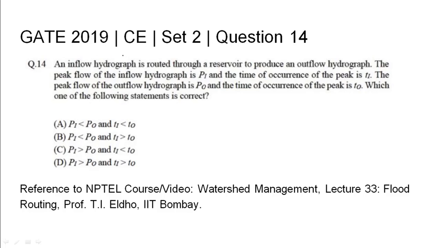GATE 2019 Civil Engineering Set 2 Question 14. An inflow hydrograph is routed through a reservoir to produce an outflow hydrograph. The peak flow of the inflow hydrograph is Pi and the time of occurrence of the peak is Ti. The peak flow of the outflow hydrograph is Po and the time of occurrence of the peak is To. Which one of the following statements is correct?